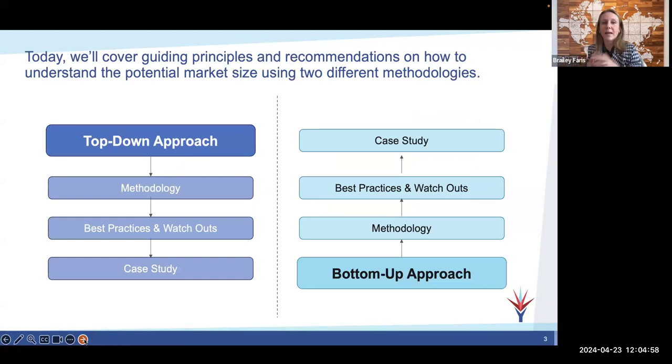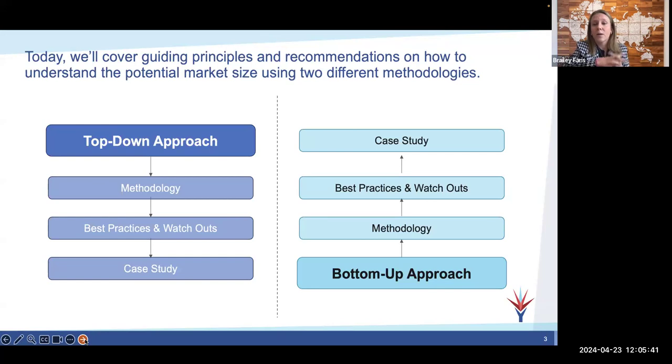Awesome. So today, Emily and I will be covering two different market sizing methodologies that can be used to help understand, again, the size of the market opportunity. Those two approaches are the top-down approach, as well as the bottom-up approach. For the top-down approach, I'll cover the methodology of how to use this, some best practices and watchouts to keep in mind, as well as a case study to put the approach into a more tangible example. And for the bottom-up approach, Emily will be covering the same topics, methodology, best practices, and watchouts, as well as the same case study example, just using this bottom-up approach.